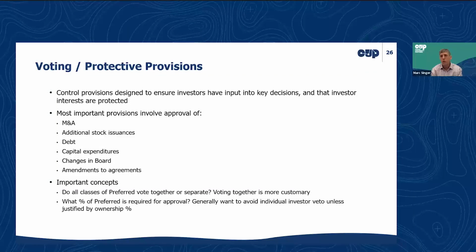They're generally fairly reasonable. The M&A piece is the one you want to give thought to, because what you don't want to do is give one investor a veto right unless they own a very large percentage of the business. So you've got to be thoughtful about how these work.